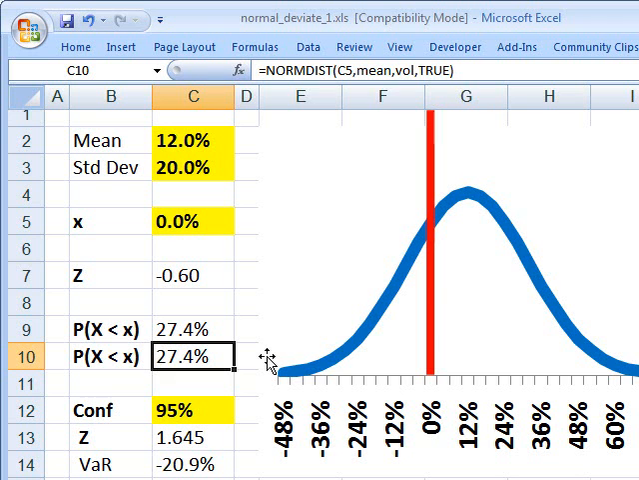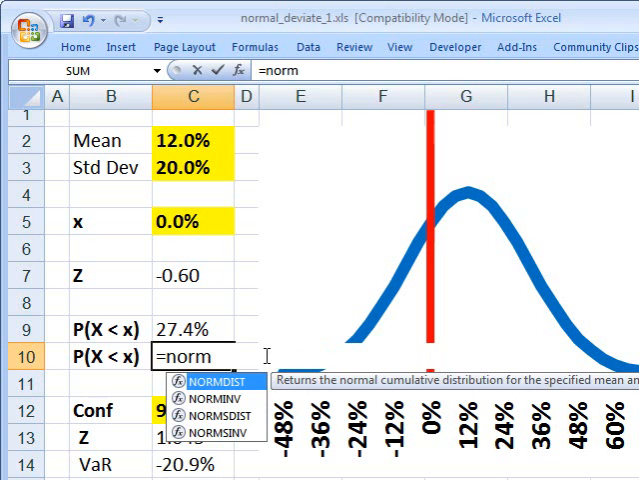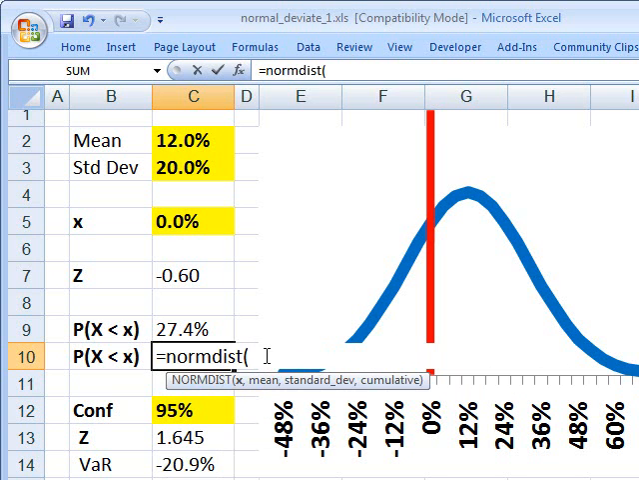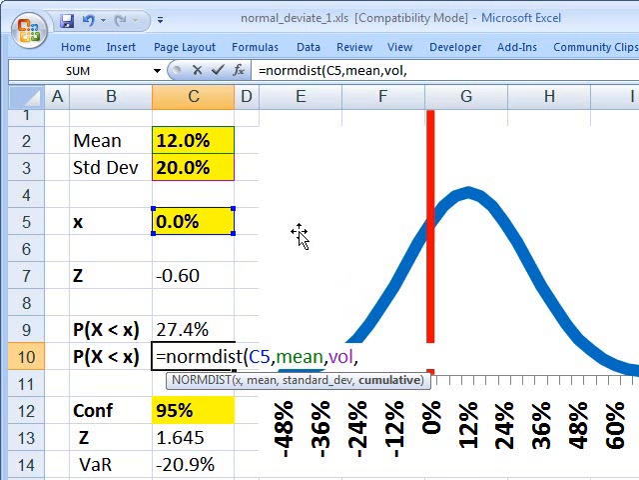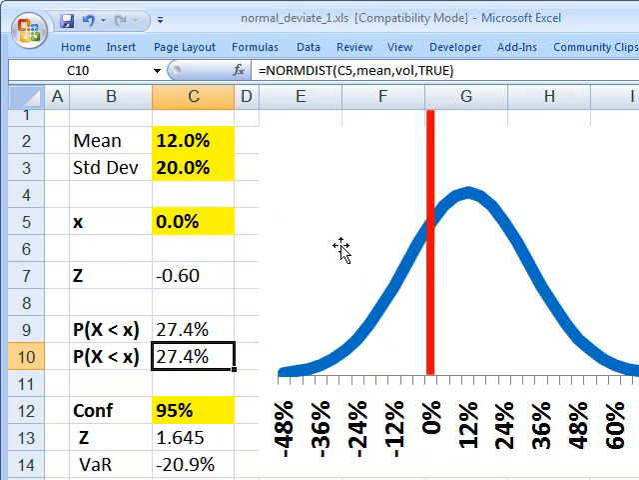Now, I didn't need to transform into a standard normal variable. I could just use NORM.DIST without the S. It was that S that signified we're using a transformed standard normal variable. If I don't use the S, then I can just give the NORM.DIST function first the X we're going to analyze or look up, then the mean of 12%, then the standard deviation of 20%, and then a toggle where we want to say true to indicate we're dealing with a cumulative distribution. And you can see we get 27.4%, same result.